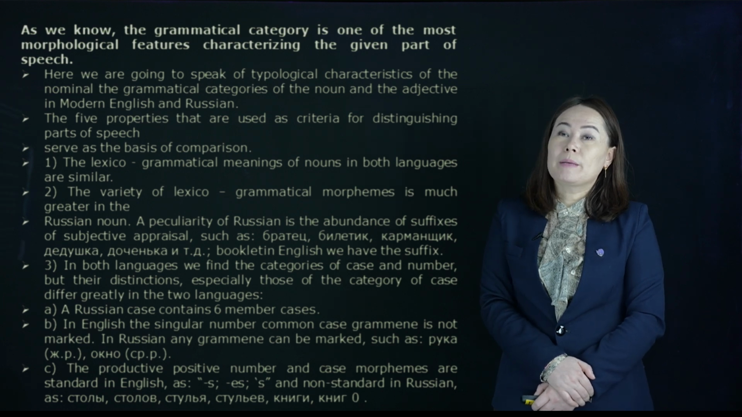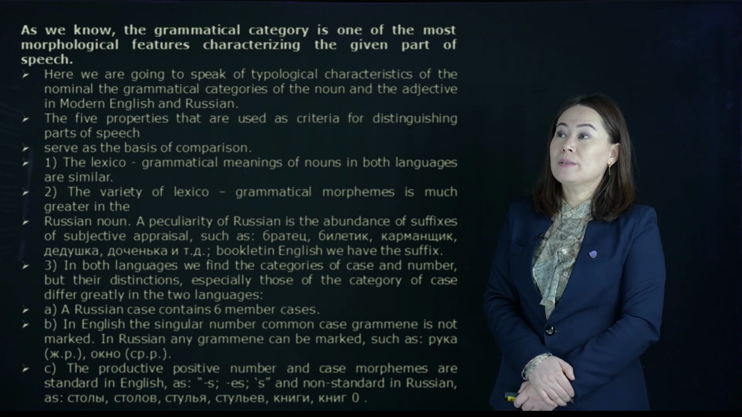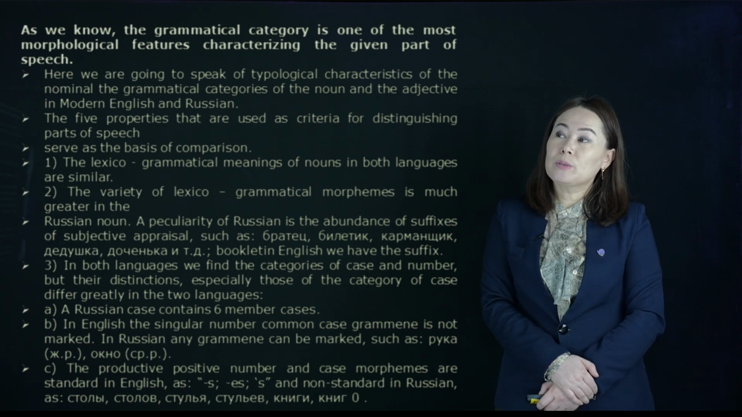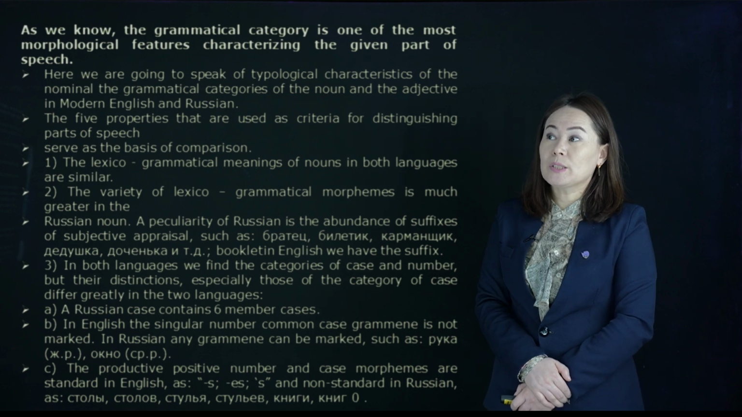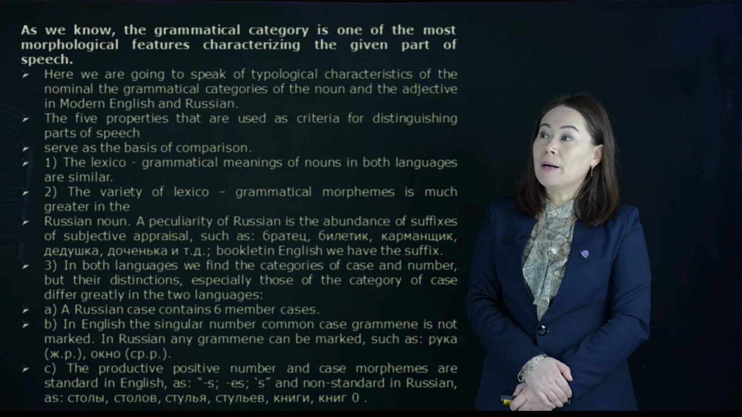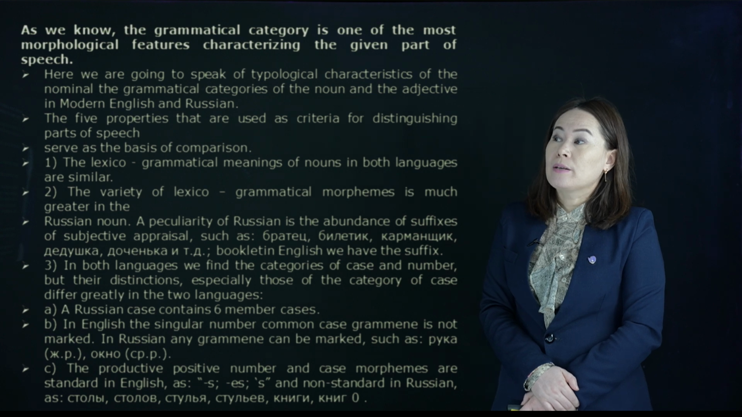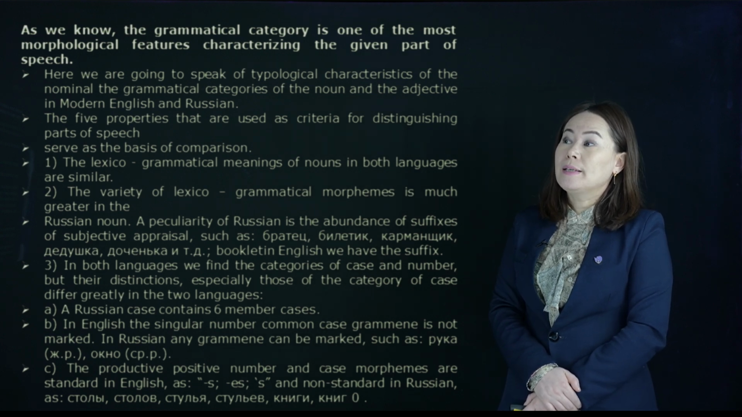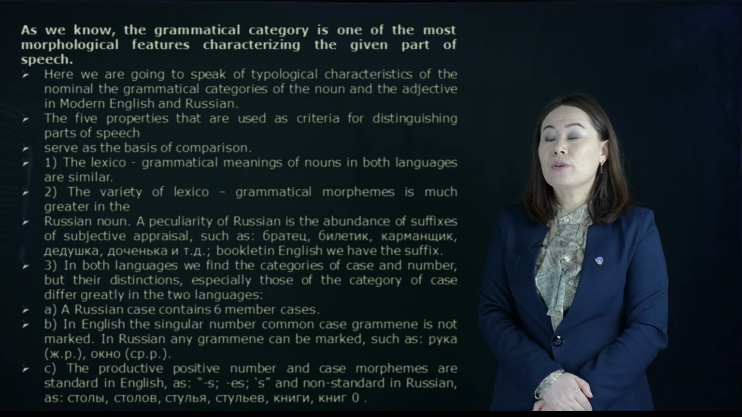As we know, the grammatical category is one of the most important morphological features characterizing the given part of speech. Here we are going to speak of typological characteristics of the nominal, the grammatical categories of the noun and the adjectives in modern English and Russian. The 5 properties that are used as criteria of distinguishing parts of speech serve as the base of comparison. The lexicogrammatical meaning of the noun in both languages is similar. The variety of lexicogrammatical morphemes is much greater in the Russian noun.